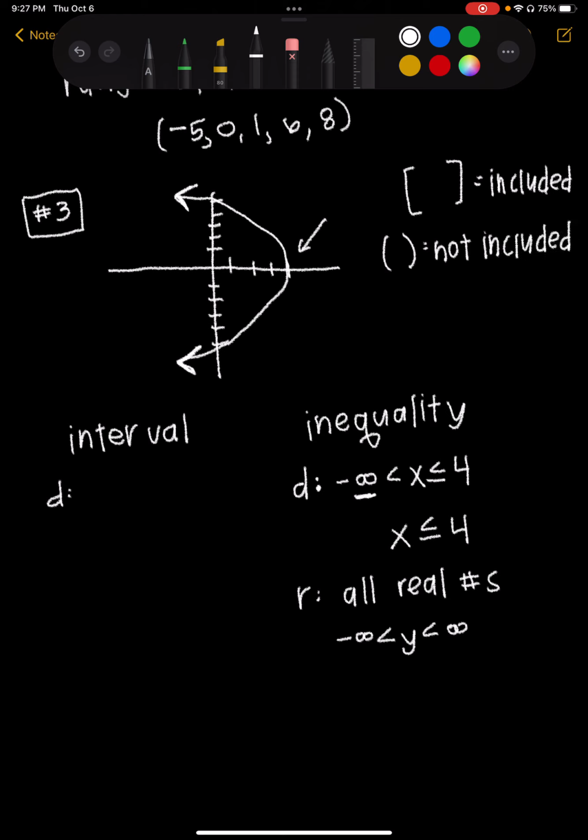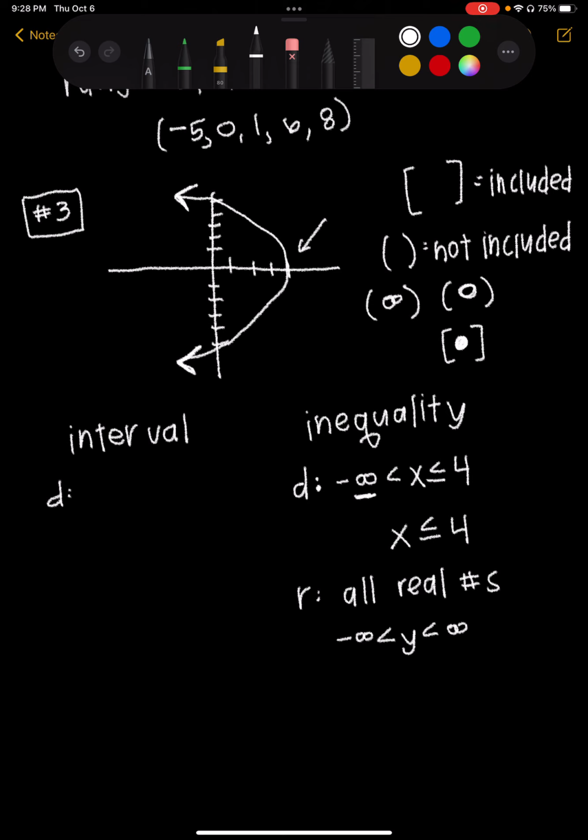So a couple of different rules on this. Infinities are never included. Infinities will always have parentheses around them. If there's an open hole or an open dot in your graph, that's also a parenthesis. If there's a closed dot, that's considered a bracket. And we can mix and match here. So we can put a bracket on one side and a parenthesis on another. I'm going to show you how now.